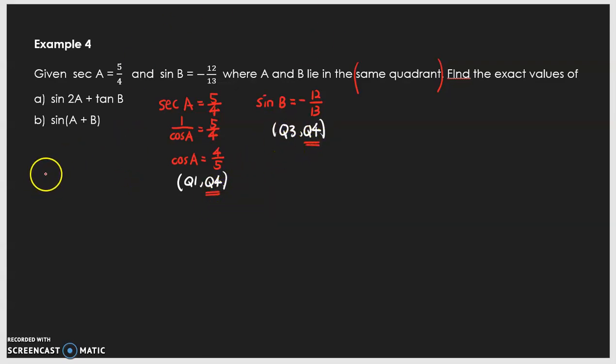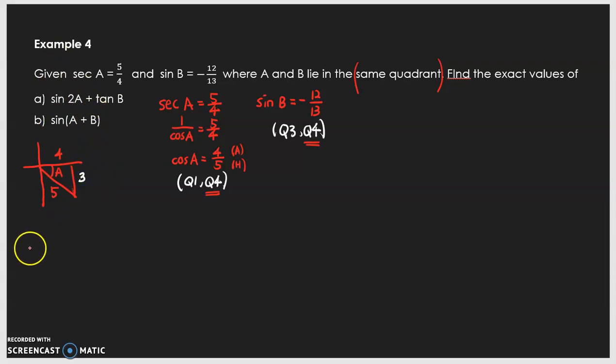Next, what I have to do is draw the triangle. One is for A, another one is for B in quadrant number 4. In quadrant number 4, only cos will be positive. So this is A. Cos A is equal to 4 over 5, where for cos, it is adjacent over hypotenuse. Means that our adjacent is 4, hypotenuse is 5, so automatically our opposite is 3.